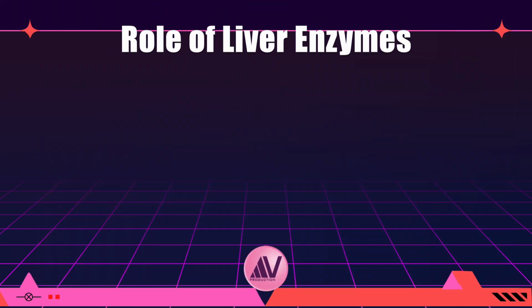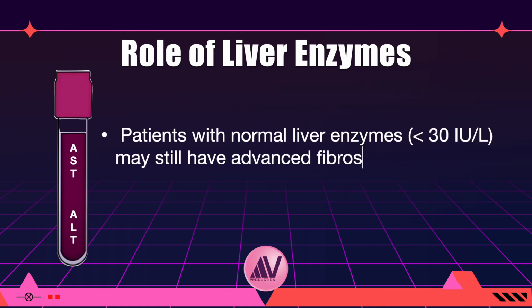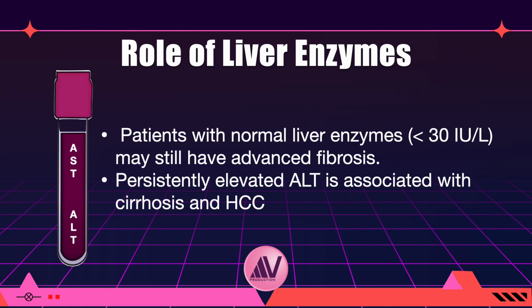What is the role of liver enzymes as a marker for diagnosis of liver fibrosis? It was initially thought that abnormal liver enzymes such as high ALT suggest that the patient has higher probability of having NASH, but this is not true. Patients with normal liver enzymes, that is less than 30 international units per liter in females, may still have advanced fibrosis. Normally, AST to ALT ratio is less than 1.